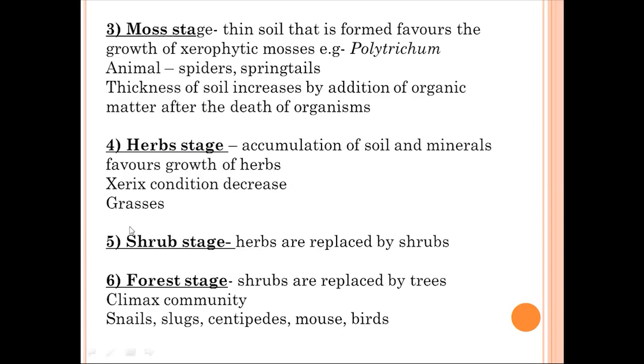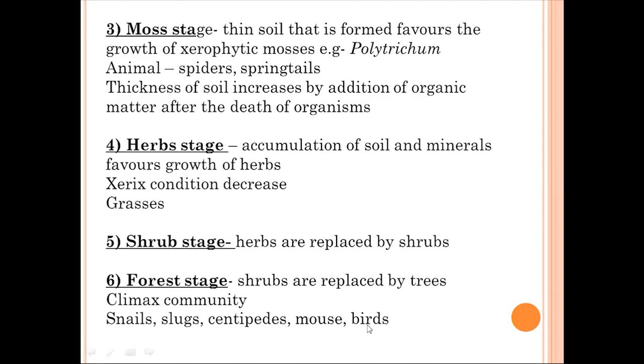Then the shrub stage. Slowly what will happen, the herbs will be replaced by the shrubs, and over time shrubs will be replaced by trees, which will be the climax communities. So at the forest stage, different vertebrates and invertebrates can be found like snails, slugs, centipedes, mice, and birds.